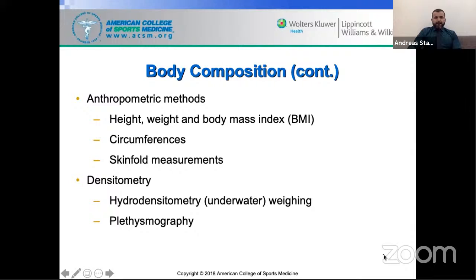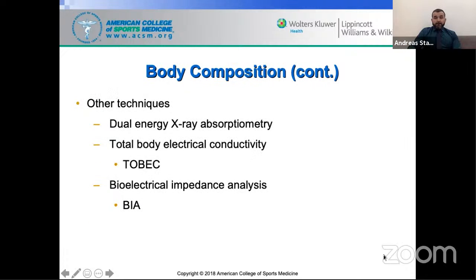And then we have hydrodensitometry. So again, we're trying to figure out how much fat-free mass we have. Hydro means water, right? So underwater weighing. And plethysmography has to do with air. And we're going to talk about this in a little bit. DEXA, dual energy X-ray.